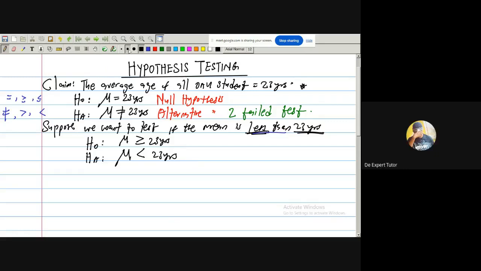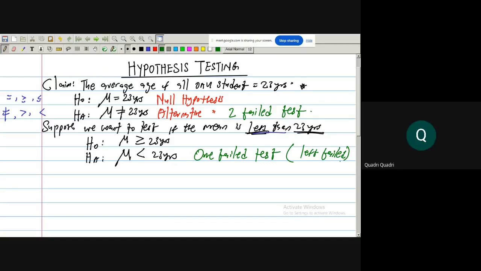Left tail or right tail. Less than is left, exactly. This is a one-tail test, and the type of tail is the left tail. That's it. So if you hear the word greater than, it should be a right tail test, and so on like that.